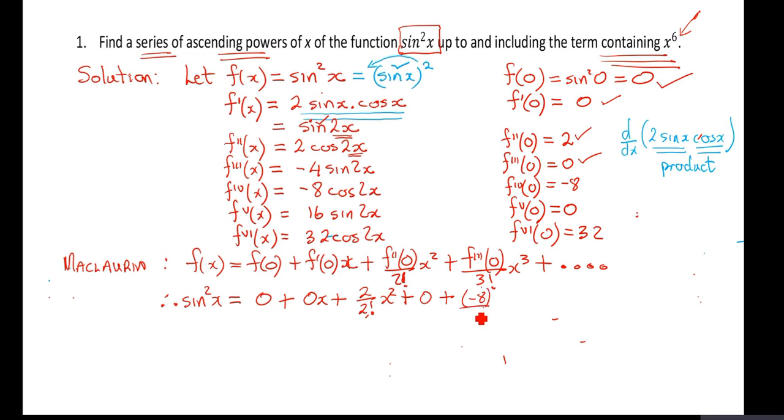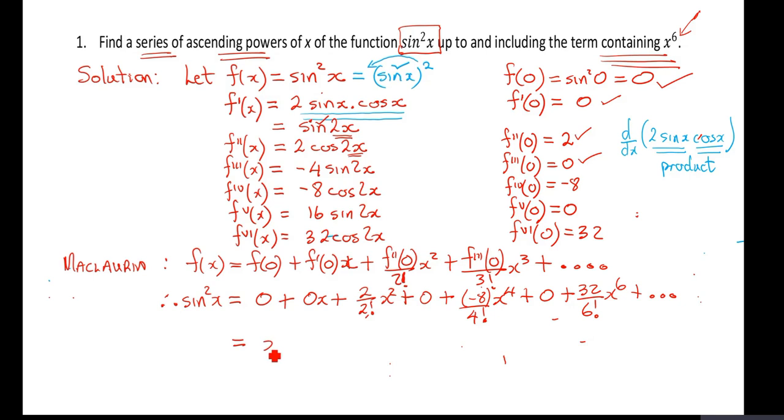What fourth derivative, therefore? 4 factorial. What power? x to the power 4. Plus fifth derivative, 0. Sixth derivative, 32. Sixth derivative, therefore 6 factorial. What power? x to the power 6. Now I can stop, and then simplify.